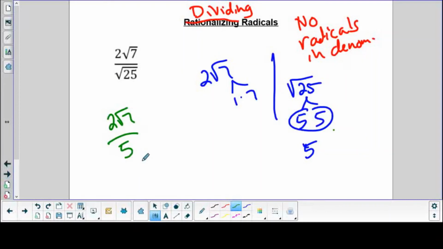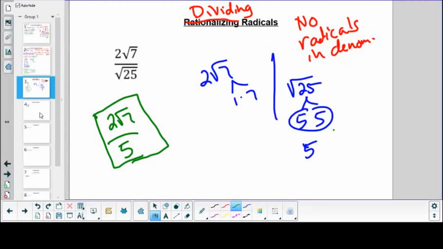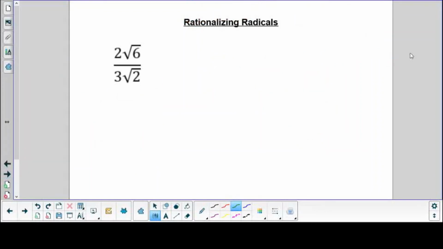Not very much work involved in this one, because the number that was in the bottom happened to be a perfect square. If it happens to be a perfect square in the denominator, then you're in luck and you don't have much work to do. So this is how this one simplifies. Let me give you another example though, where what's in the bottom is not a perfect square. So let's take this example: 2 square root of 6 divided by 3 square root of 2.